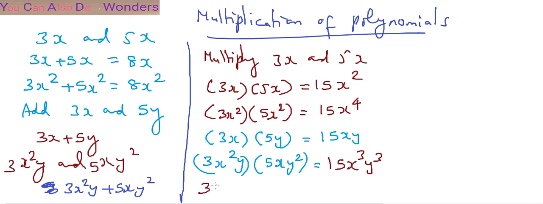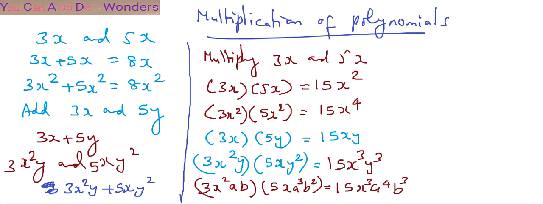There can be many factors. For example, 3x square ab into 5x a cube b square. So this is equal to 3 into 5, 15, x square into x cube, x power 5, a into a cube, a power 4, b into b square, b cube. So this is the result. So it's not difficult.